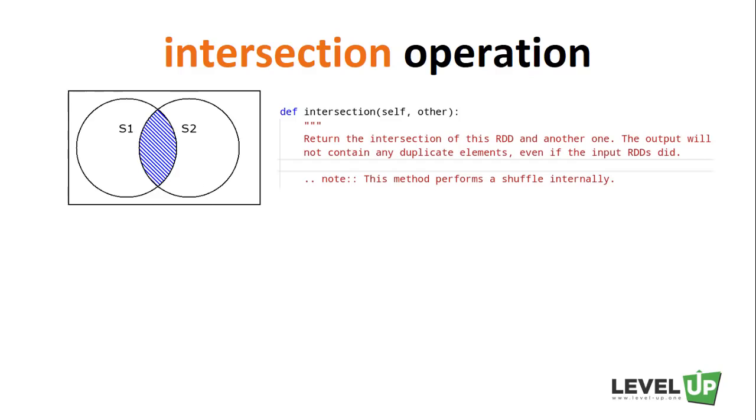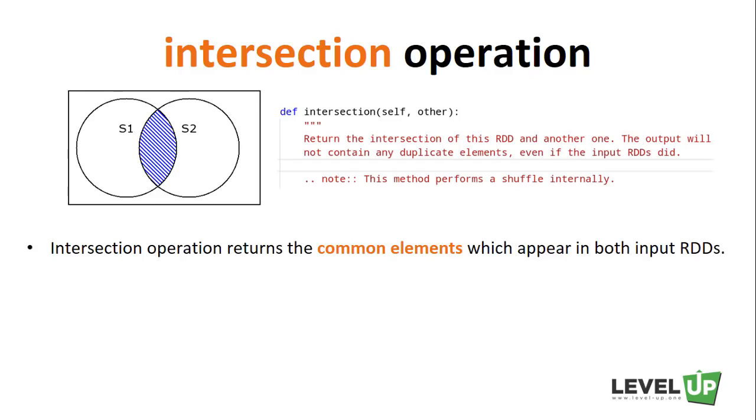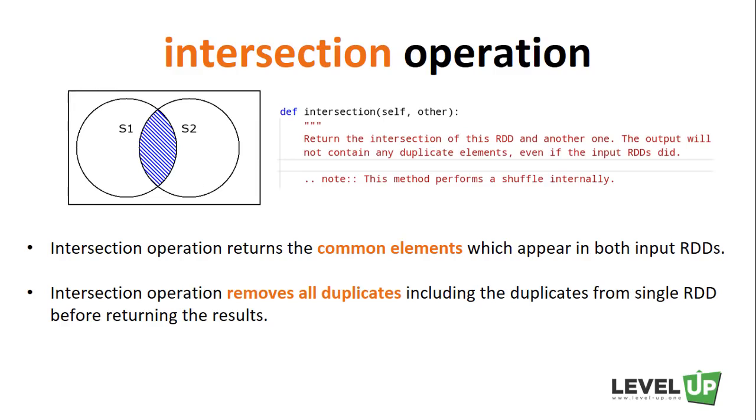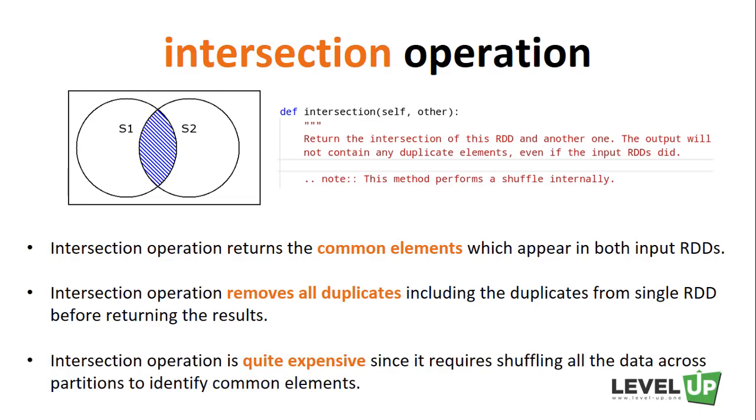The next operation we'll talk about is intersection, which returns the common elements which appear in both input RDDs. Intersection will also remove all duplicates, including the duplicates from single RDD, before returning the results. Keep in mind that the intersection operation is quite expensive since it requires shuffling all the data across partitions to identify common elements.